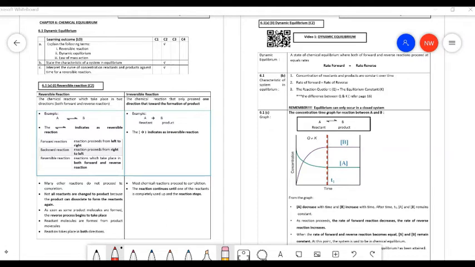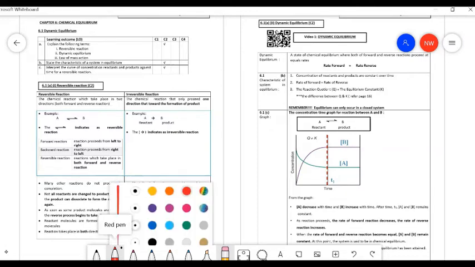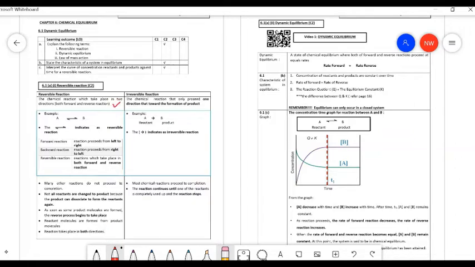Jadi, what is reversible reaction? So, reversible reaction adalah chemical reaction that take place in two direction. Maksudnya, boleh forward dan juga reverse. So, daripada reactant boleh jadi product, which is the forward reaction, and daripada product will turn back kepada reactant, which is the reverse reaction. That's why kita akan guna reversible arrow.